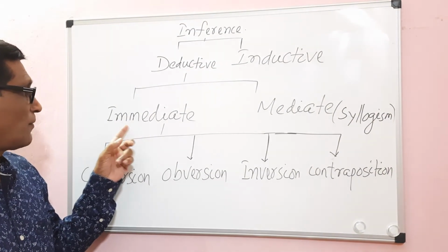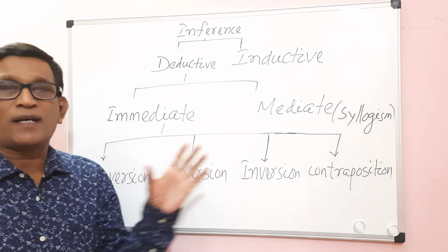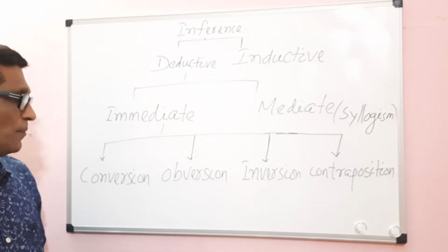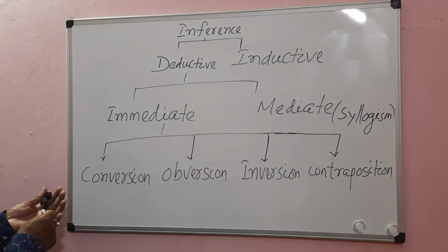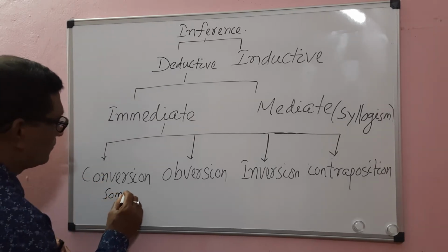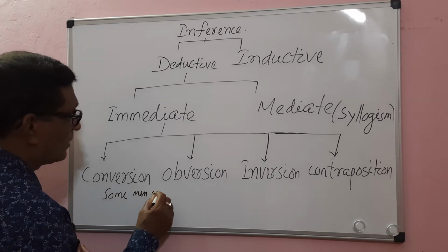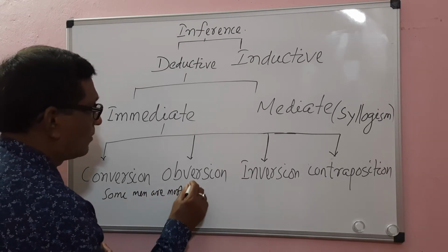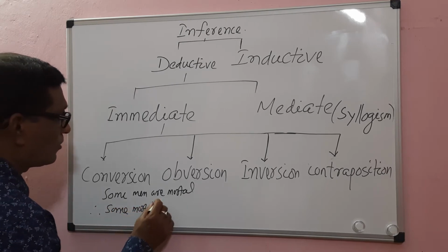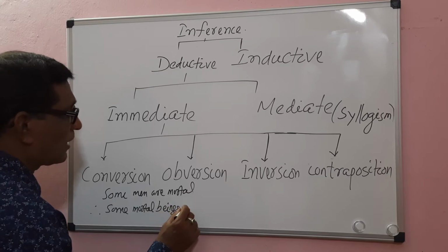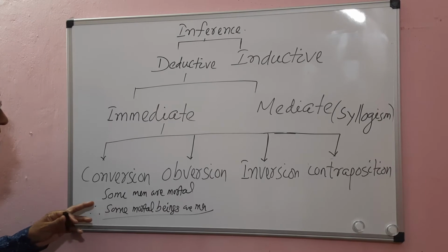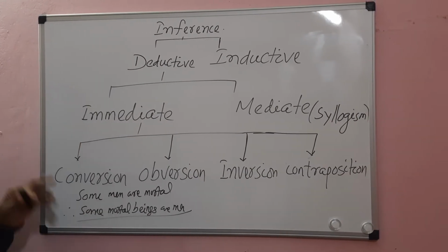For example, of an immediate inference: some men are mortal, therefore some mortal beings are men. The conclusion directly follows from the premise. I can write down the example: some men are mortal, therefore some mortal beings are men. Here the conclusion directly follows from the premise. One premise and one conclusion. This is called immediate inference.